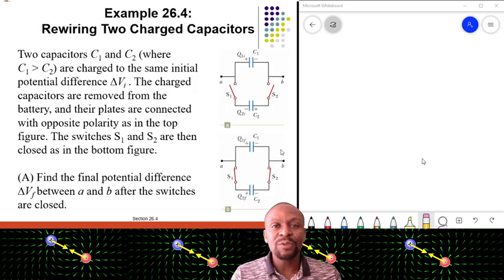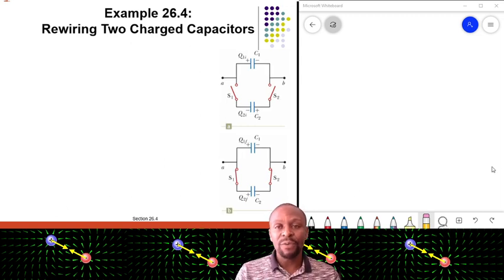Right. Now let us also do the following example, 26.4, rewiring two charged capacitors. Two capacitors C1 and C2, where C1 is greater than C2, are charged to the same initial potential difference change in V_i. The charged capacitors are removed from the battery and their plates are connected with opposite polarity as in the top figure. You see, the polarity is different here because you've got negative and then positive on your left hand side. In the top figure, the switches S1 and S2 are then closed. In the bottom figure, now you have closed the switch. Find the final potential difference change in V final between points A and B after the switches have been closed.